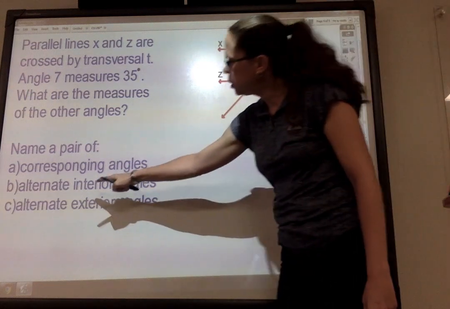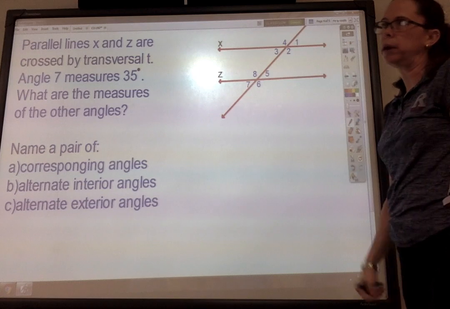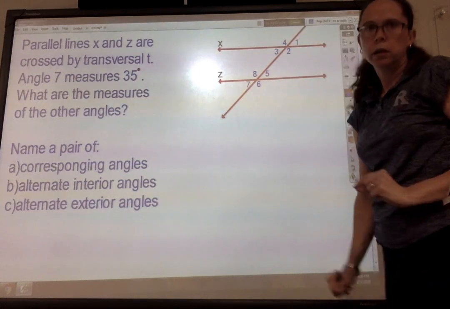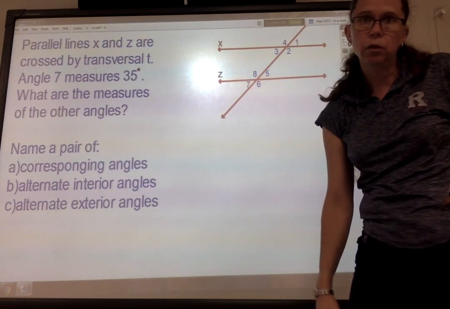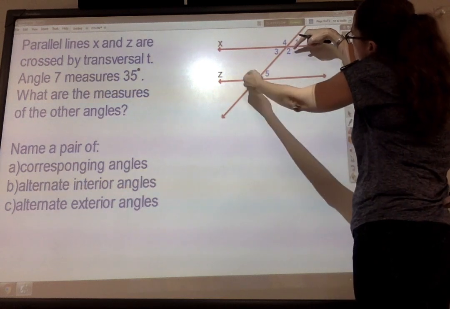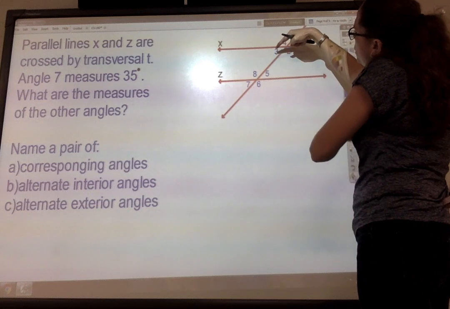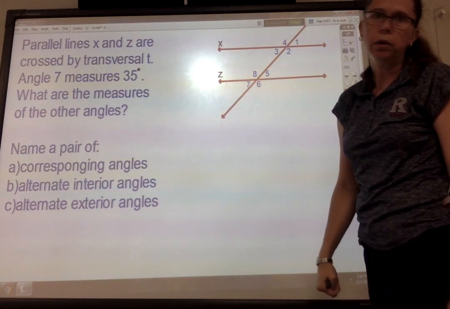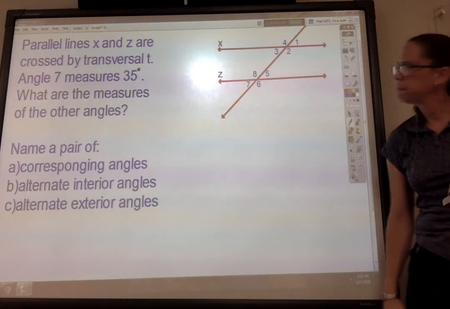Okay, alternate interior angles. So I'm looking inside the parallel lines. I want angles that have the same measure, but they're on opposite sides of the transversal. So if I look at angle 2, angle 8 is the alternate interior angle. If I look at angle 3, angle 5 is the alternate interior angle. So you could have done 2 and 8 or 3 and 5.